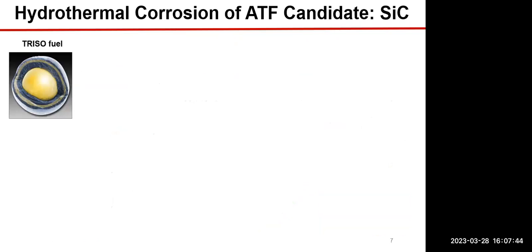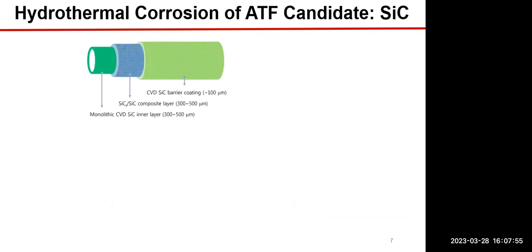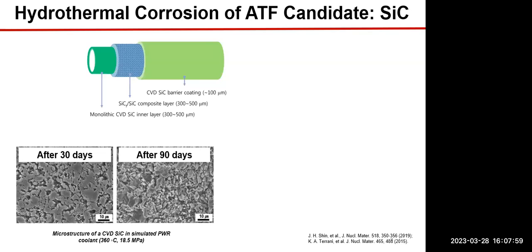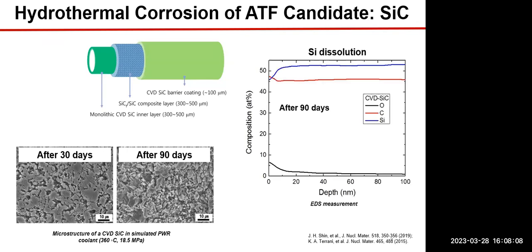Actually, silicon carbide is not a new material in the nuclear field. It has been used as a coating in the TRISO fuel particle. Due to its excellent properties, it has also been proposed as a cladding material in light water reactors. But recently, corrosion experiments found that surface corrosion reactions can also happen on the silicon carbide surface, as shown in those SEM images. From the EDS measurement, we can see that the corrosion occurs as silicon species from the silicon carbide dissolve into the water environment.